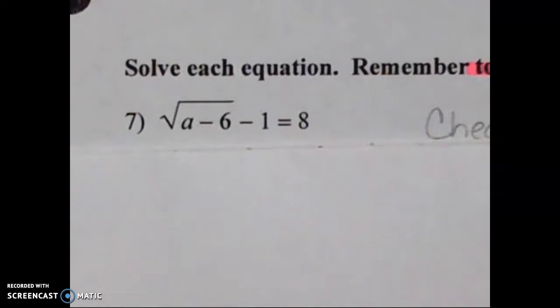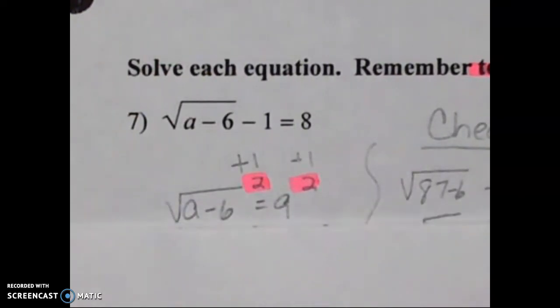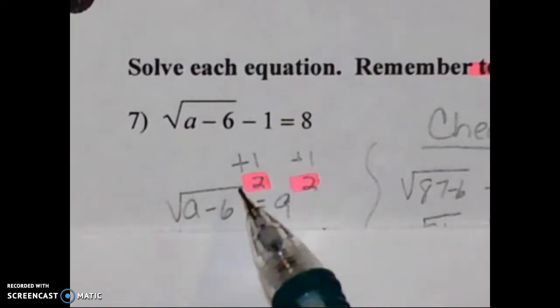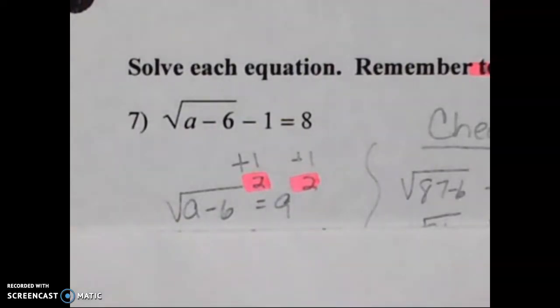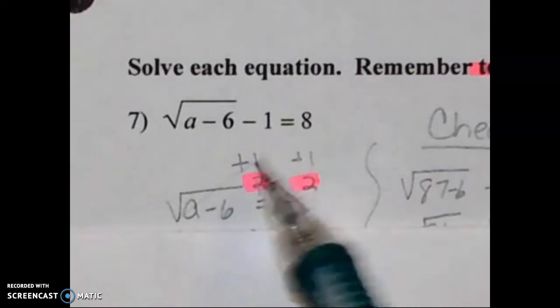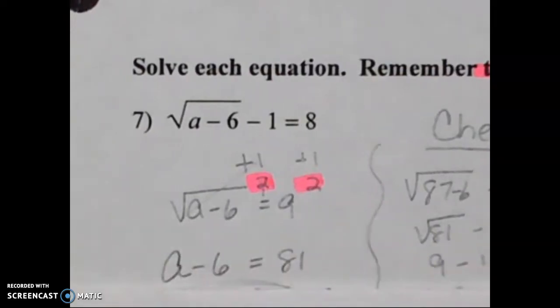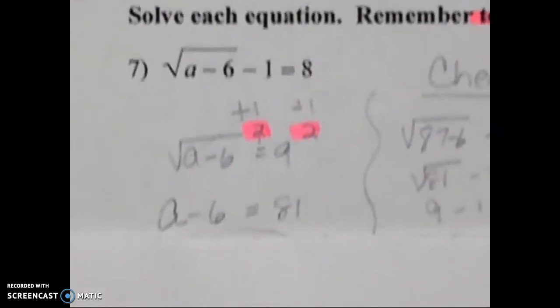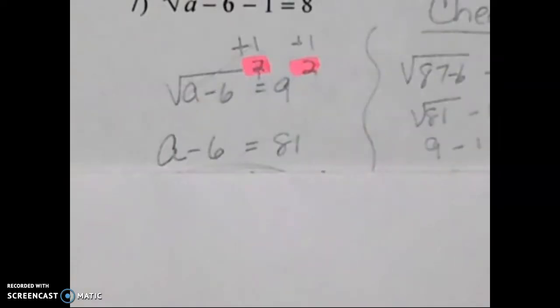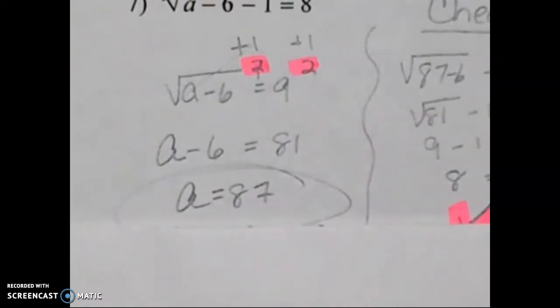So you have to isolate the radical, add 1 to both sides, and you get the square root of a minus 6 equals 9. You guys, to undo a square root, you square both sides. The square and the square root are going to cancel, and you're left on the left side with that a minus 6. 9 squared is 81. Add 6 to both sides and you get 87.